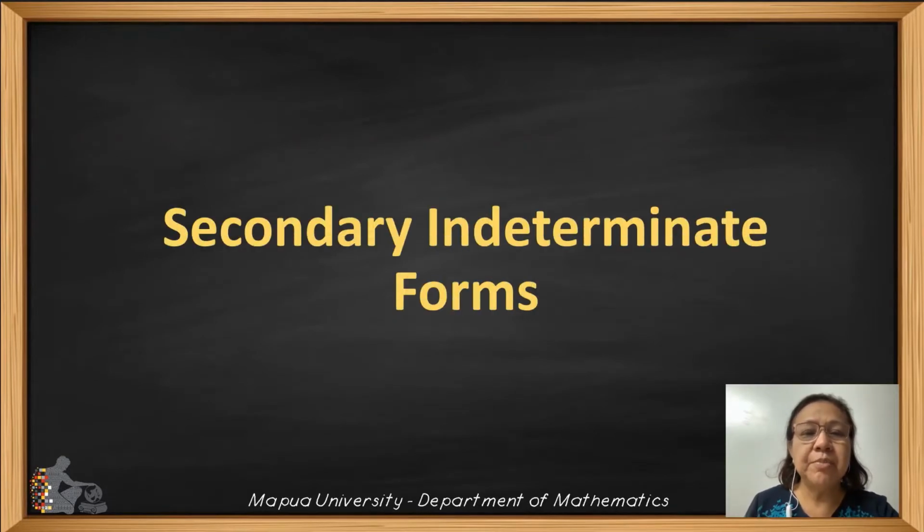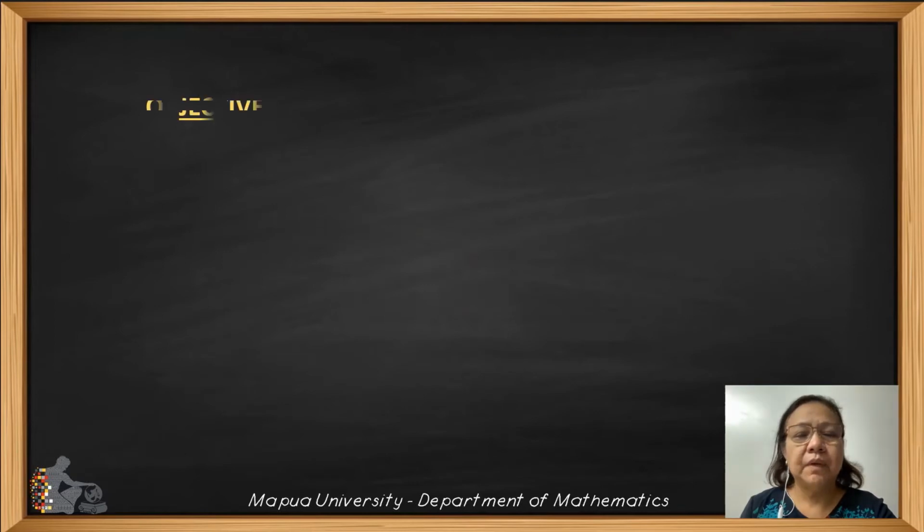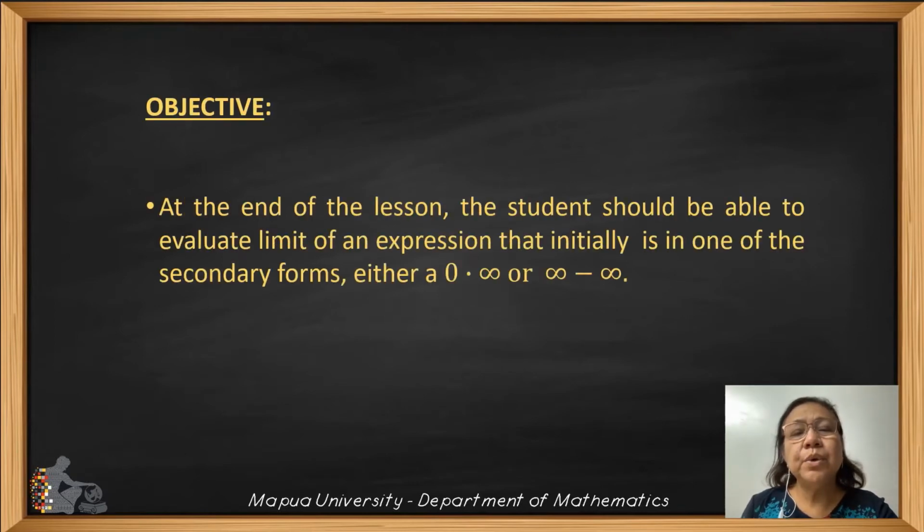Secondary indeterminate forms. In this lesson, we will be evaluating limits of expressions that would initially lead to having a 0 times infinity or an infinity minus infinity form. At the end of this lesson, you should be able to evaluate the limit of such expressions by using L'Hopital's rule.